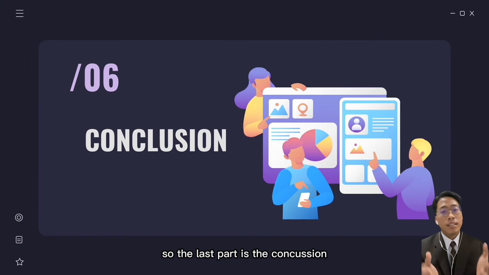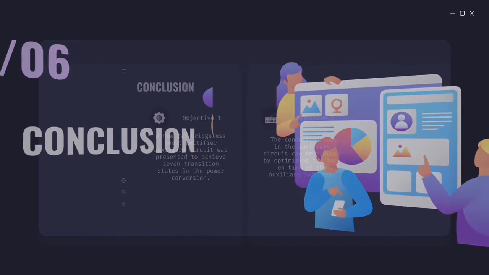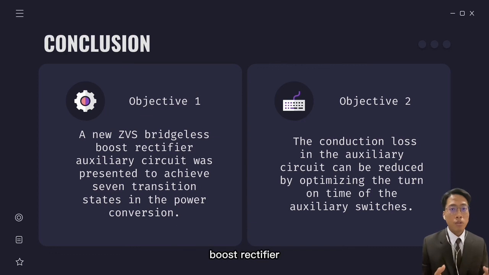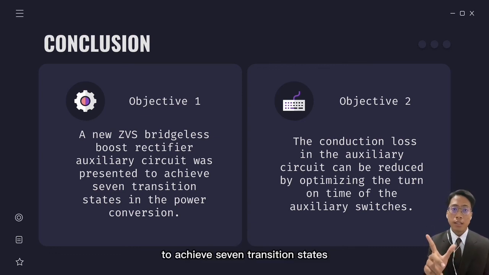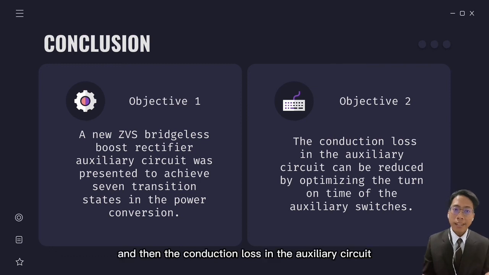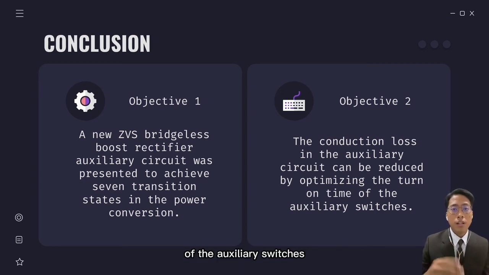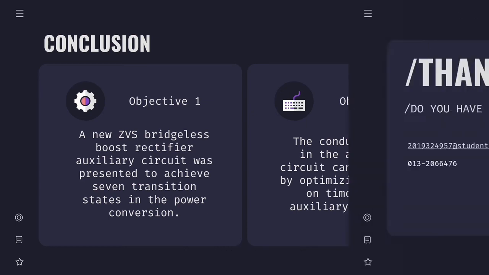For the last part is the conclusion. In the conclusion, a new zero voltage switching bridgeless boost rectifier auxiliary circuit was presented to achieve 7 transition states in the power conversion, and the conduction loss in the auxiliary circuit can be reduced by optimizing the turn-on time of the auxiliary switches.